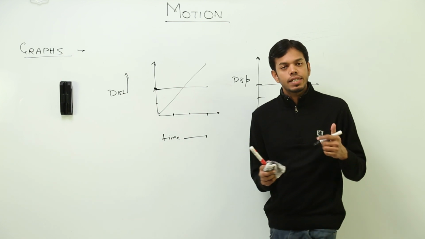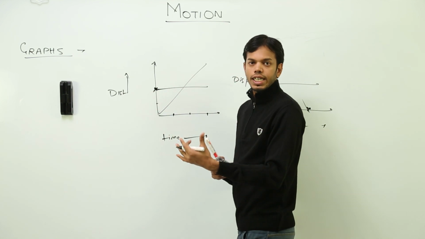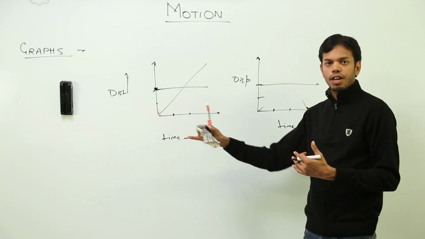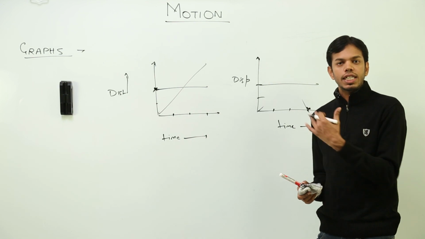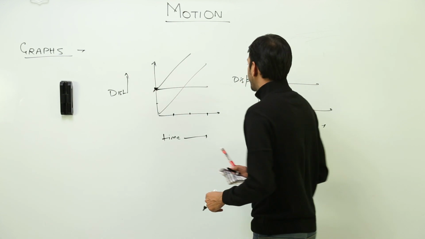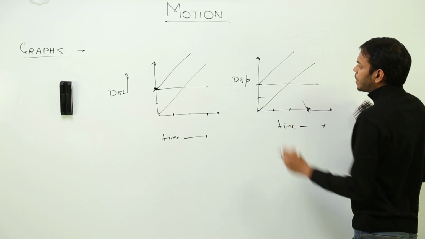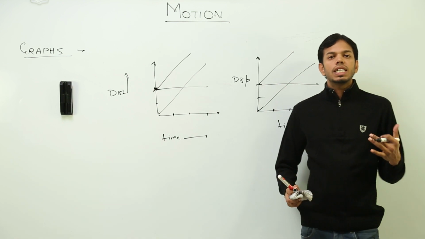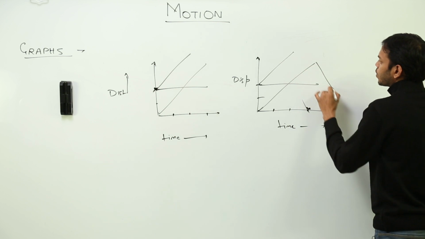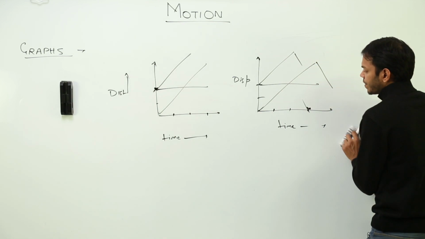If an object is moving with a constant speed but it has started from some original distance, for example an object was 2 meters away from the reference point and now it has started moving with a uniform speed, the graph would go like this. Same is the case with displacement, like this. But when the object is changing its direction, the displacement time graph goes back towards the origin, right? This is the basic difference.